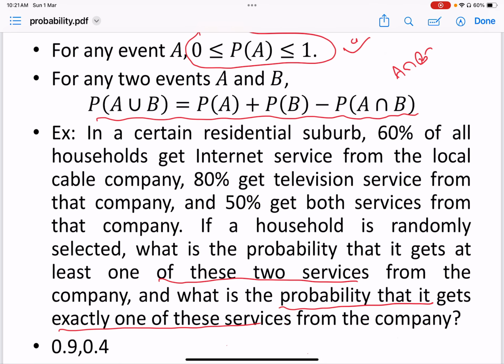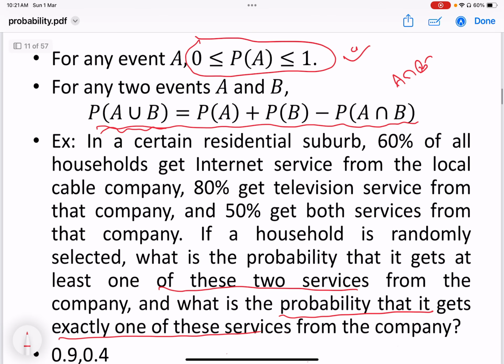Hello friends, let us solve some more examples on probability. So there is one result and it says if you have any two events A and B, then probability of A union B is the probability of A plus probability of B minus probability of A intersection B. So it is like this: if you have A, B here, and this is A intersection B. So this part is A union B.